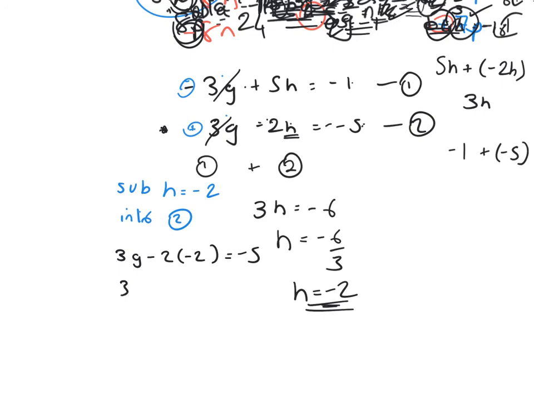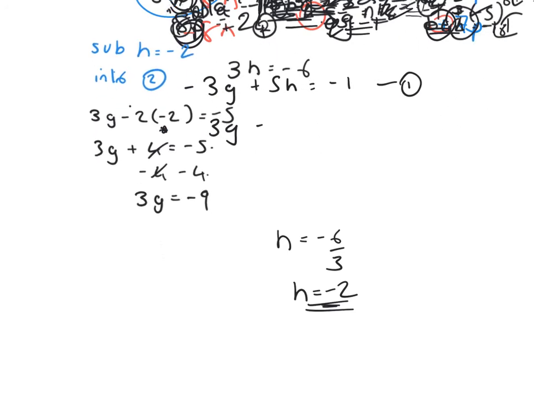Just take our time now. 3g minus 2 times minus 2 will give me plus 4, and that's equal to minus 5. Take 4 off of both sides. 3g equals minus 5 minus 4 is minus 9. I'm now going to bring the 3 down and divide, and that will be g equals minus 9 over 3, which is minus 3. Final answer, h equals minus 2, g equals minus 3.